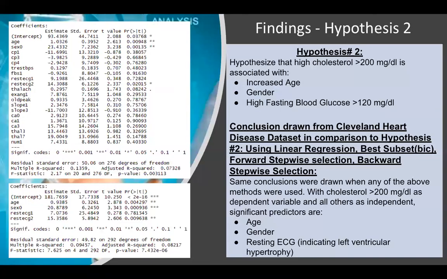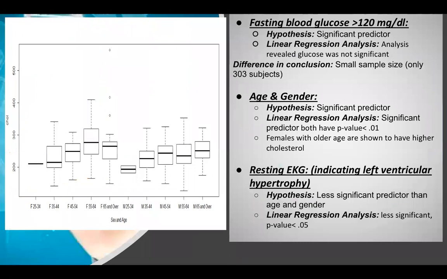Hypothesis 2. We hypothesized that high cholesterol is associated with the following variables: increased age, gender, high fasting blood glucose. We used linear regression modeling with cholesterol as the dependent response variable, and using all other variables as independent, we find the following are significant: age and female gender. We find that although blood sugar is not significant, resting EKG showing left ventricular hypertrophy is significant. Fasting blood sugar was not significant, which may be due to the small sample size used. Regarding the significant variables, females with older age are shown to have higher cholesterol.